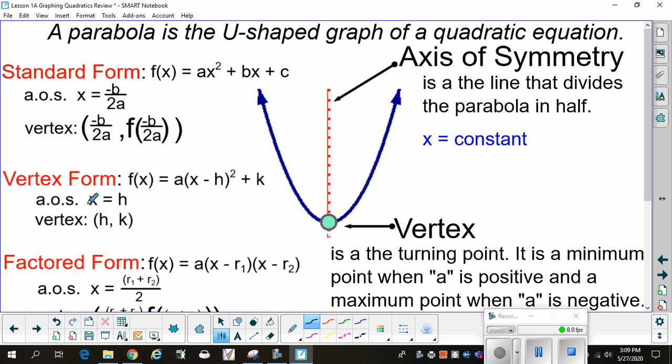The vertex form. This is also the form that we used in Unit 2 when we were doing transformations. This is a times the quantity x minus h squared plus k. The vertex form is the best one for graphing because x equals h is my axis of symmetry, and then (h, k) is the vertex. Remember that it has to be x minus, so h is whatever is being subtracted from x.